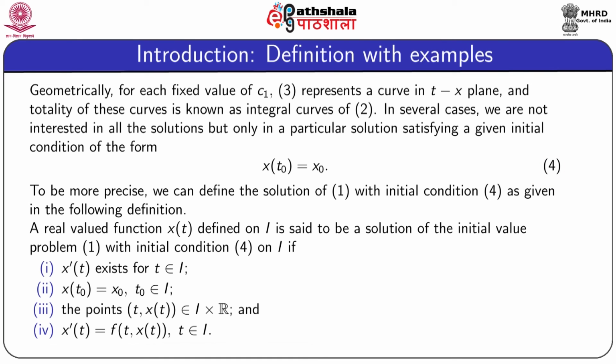To be more precise, we can define the solution of 1 with initial condition 4 as given in the following definition. A real valued function x(t) defined on I is said to be a solution of the initial value problem 1 with initial condition 4 on I if the following conditions hold. Number 1, x'(t) exists for all t belongs to I. Number 2, x(t0) equal to x0 where t0 belongs to the interval I. The points (t, x(t)) belong to I cross R and x'(t) equal to f(t, x(t)) where t belongs to I.